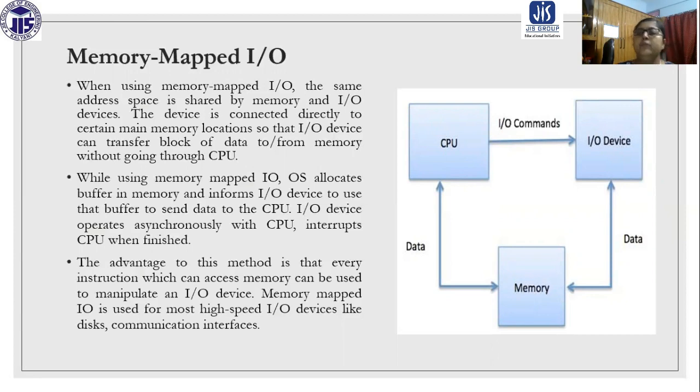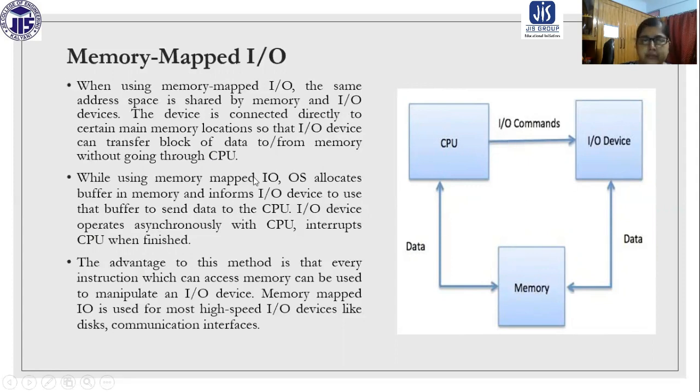The same address space is shared by memory and the IO devices. So what happens? Whenever some IO requirement is generated, the CPU doesn't need to communicate with the IO directly. The IO can directly communicate with the memory, and the CPU can also directly get the data from the memory because the same address space is shared among the CPU and the IO device. So data can be shared through memory also. Maybe some IO commands are not required, or they may be required, but without the IO command it is also possible.